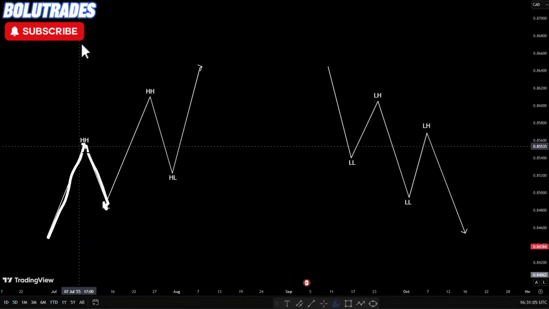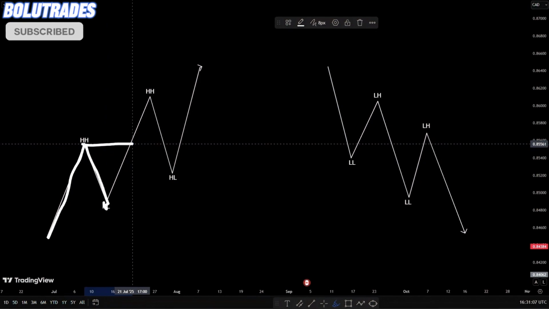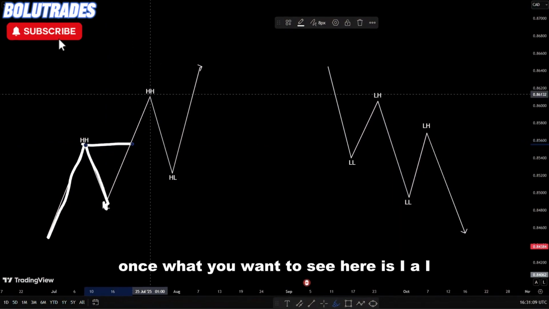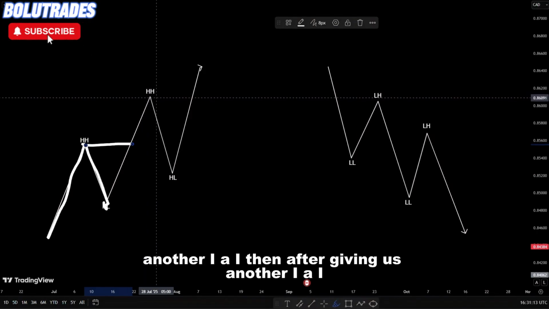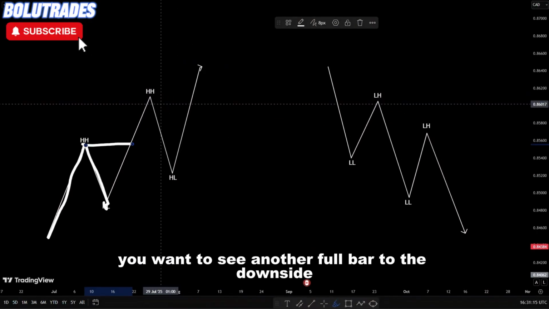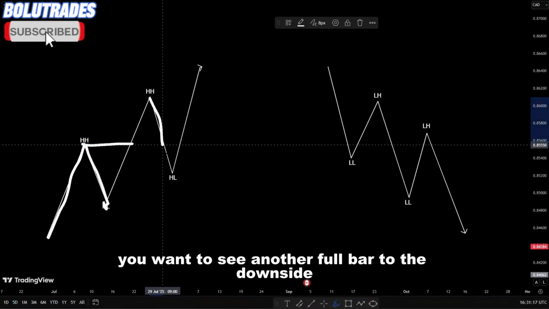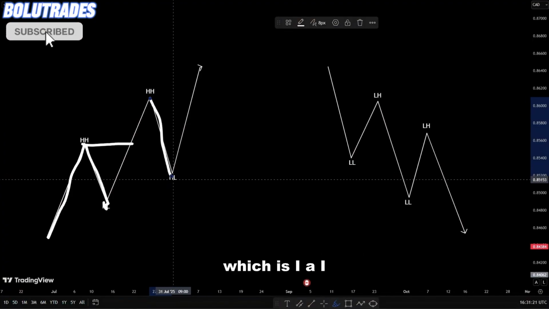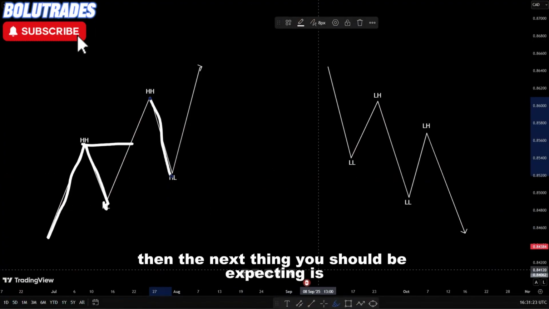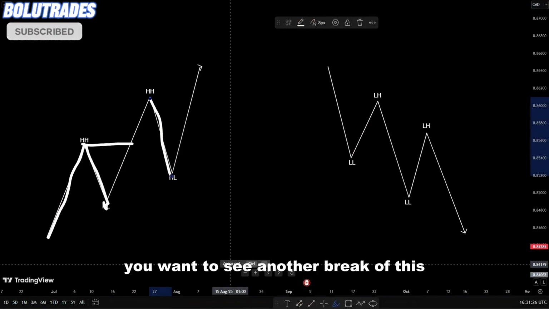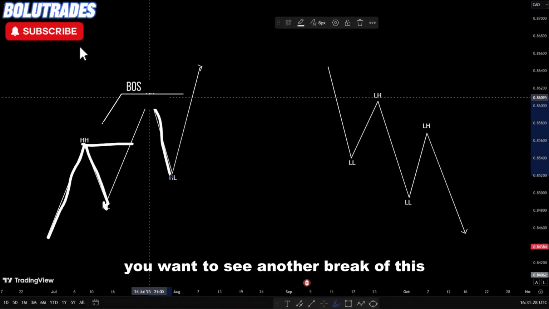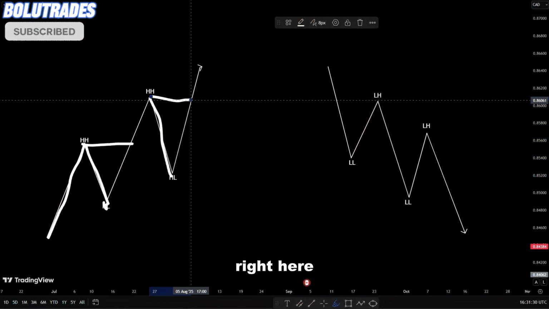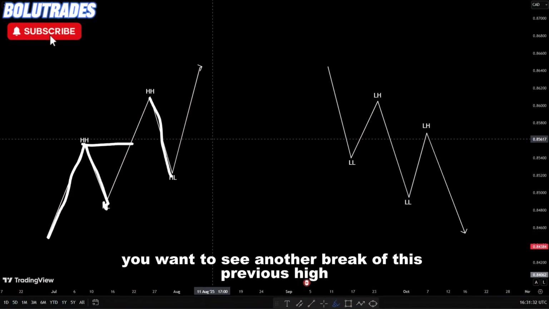Then after giving us a break of structure right here, what we want to see again is another higher high. Then after that, we want to see another pullback to the downside. After this pullback, which is our higher low, the next thing you should expect is another break of this previous high right here.